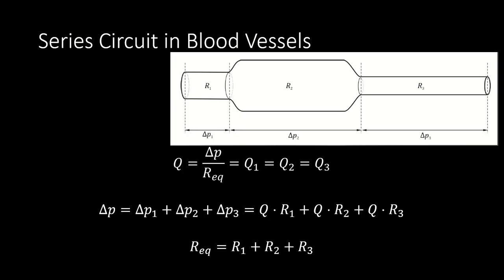Now let's look at a series circuit when it comes to blood vessels. In this case, as we go through different points in a series, we're going to have some pressure drop across our first region, from one medium of transfer to the next. And then in our next vessel segment, we'll have a second pressure drop, and then a third pressure drop across our third region. Each region will have its own resistance to flow as blood tries to move through those blood vessels.